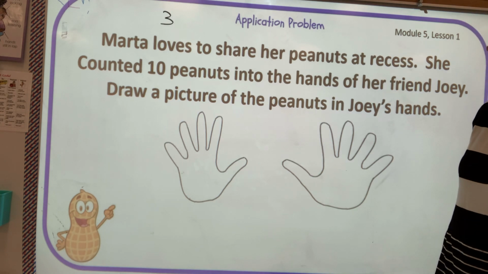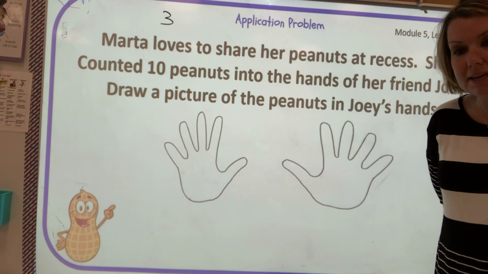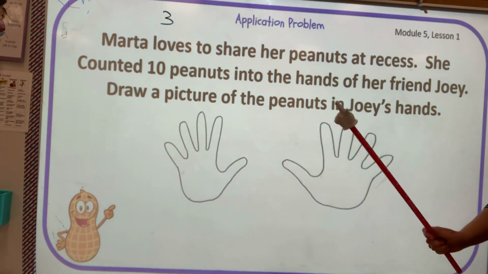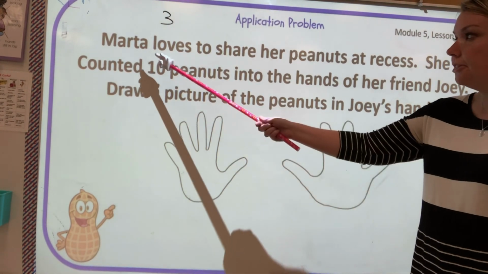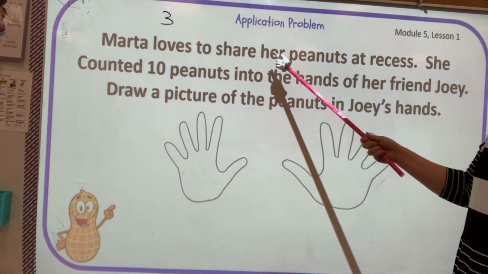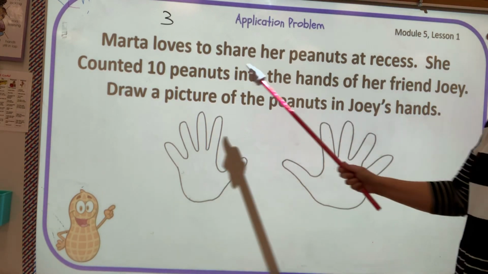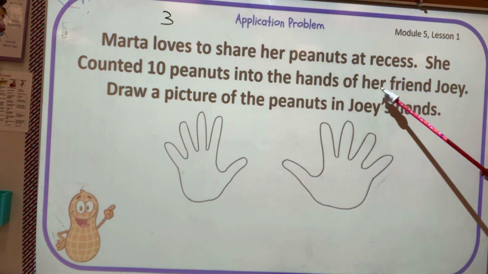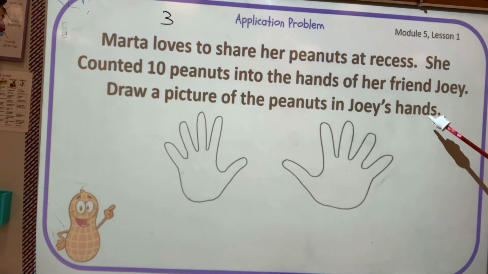All right. I'm going to read the whole story problem, and then we're going to take it one section at a time. So let's take a look. Martha loves to share her peanuts at recess. She counted 10 peanuts into the hands of her friend, Joey. Draw a picture of the peanuts in Joey's hands.